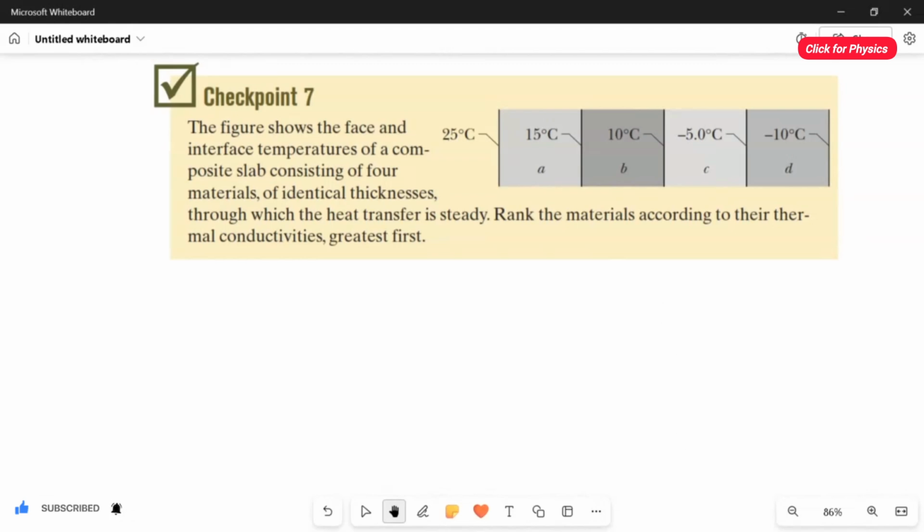For this, let's recall the formula for the conduction rate we studied in chapter 18. Conduction rate P is equal to thermal conductivity multiplied by the area of the material multiplied by the change in temperature over L, where K is the thermal conductivity, A is the area of the material, delta T is the change in temperature, and L is the length of the material.